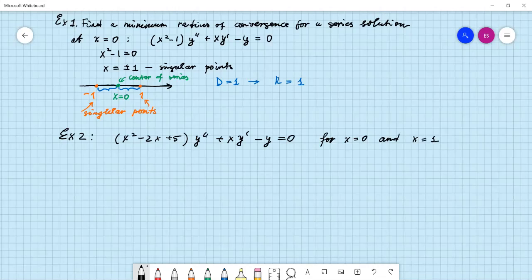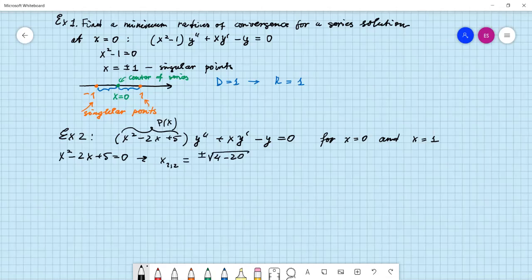We consider two different series, and we're trying to figure out what is going to be the radius. First, we are going to solve the equation x squared minus 2x plus 5 equals 0, because this is my big P of x, right? And this equation has two solutions. x1 and x2 equal plus minus square root of 4 minus 20, 5 by 4 is 20, and plus 2 divided over 2. Here we are going to have plus minus 4i plus 2 over 2, or 1 plus minus 2i.